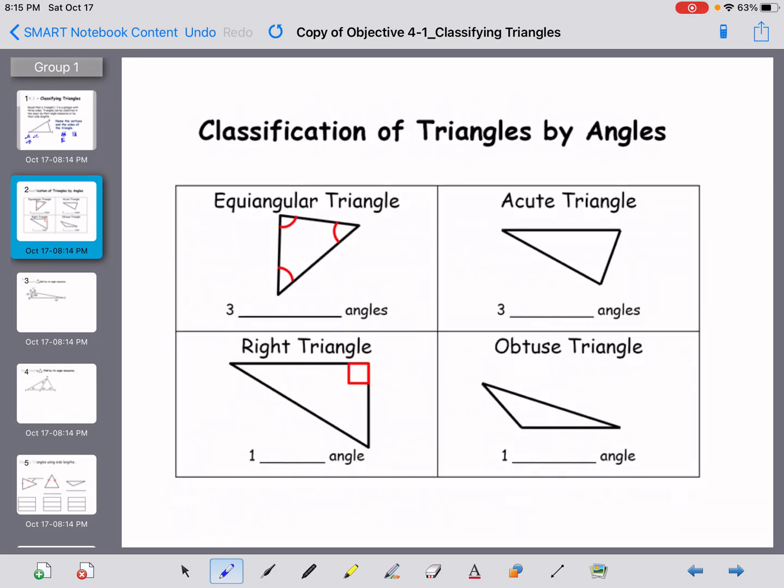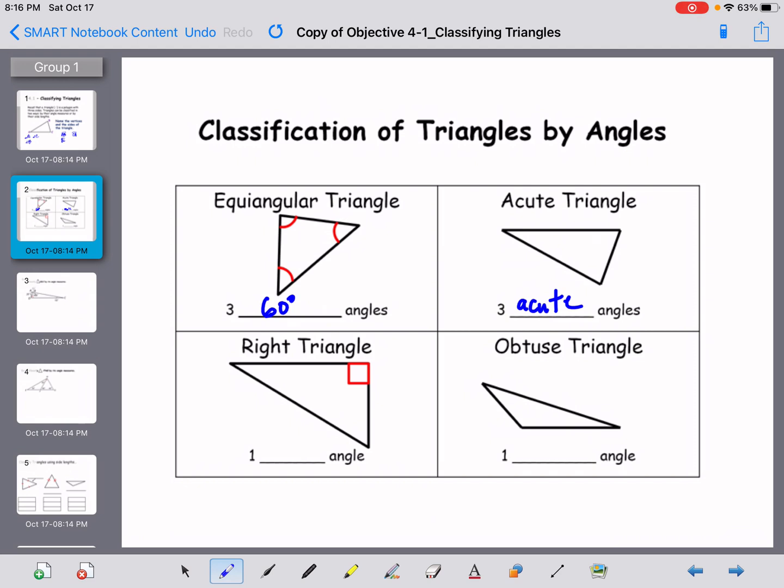So if we wanted to classify the triangles by their angles, we have 4 different kinds that we mostly deal with. Equiangular triangles, 3 60-degree angles. Equiangular means all 3 angles are equal in measure. An acute triangle means that there are 3 acute angles. Acute means that it's less than 90 degrees.